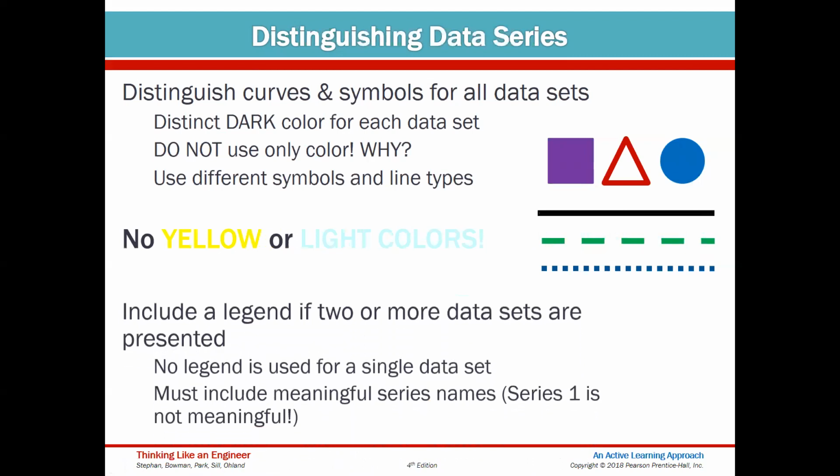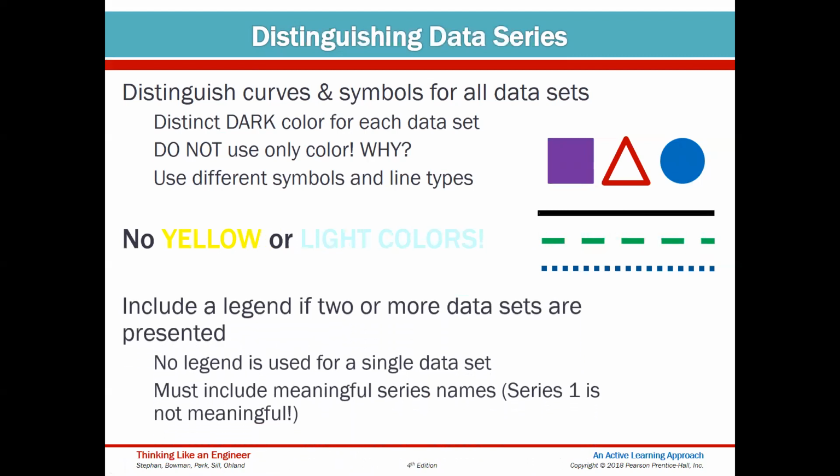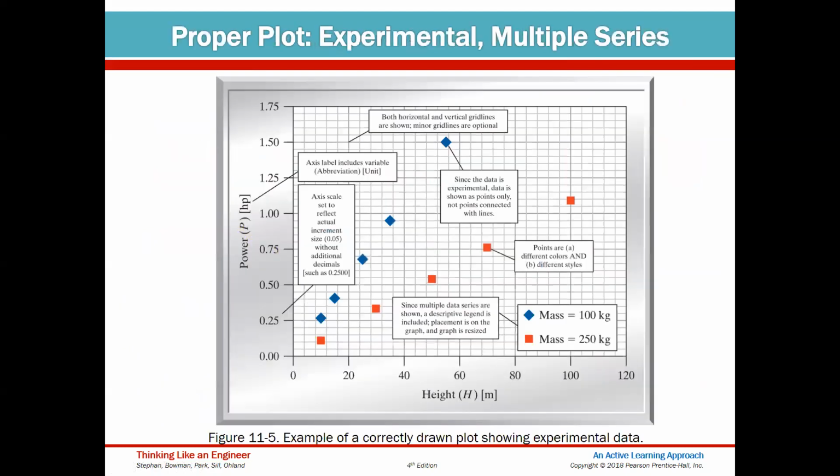And then lastly, if we have two or more data series present on a plot, that means that you need to include a legend. Your legend is not used for a single data set, only for two or more data sets. When you add your legend, you want to make sure that you have meaningful series names. Excel will automatically add series 1, series 2, series 3, but that doesn't tell us what that series represents. So let's look at an experimental plot.